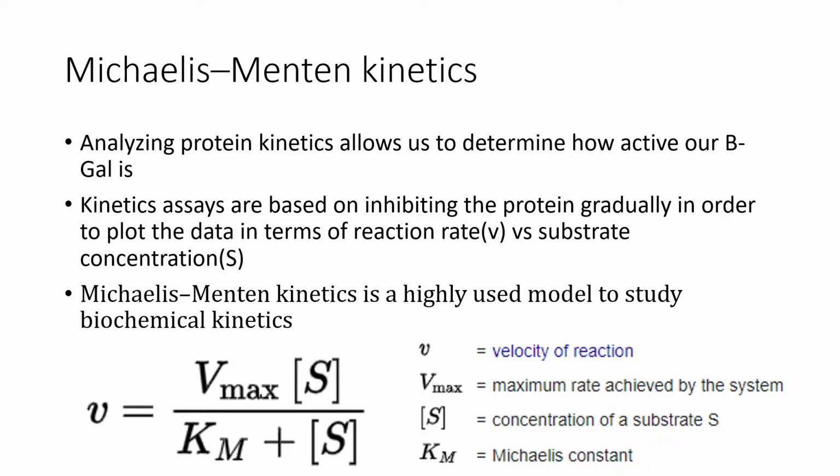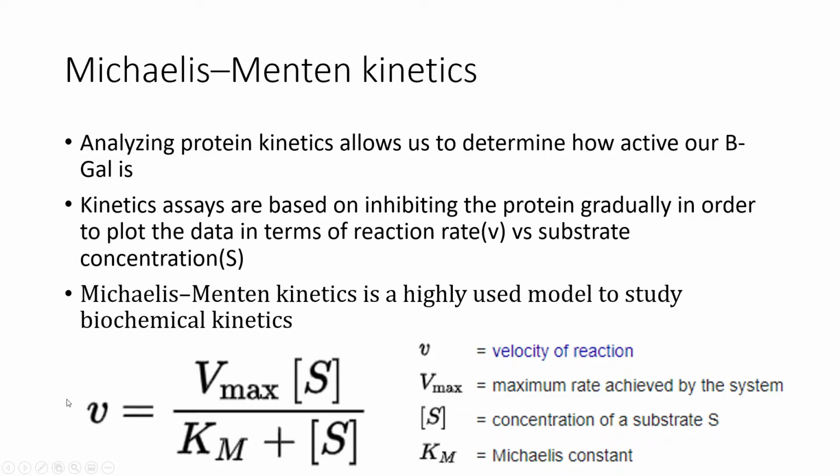So our kinetics assays are based on inhibiting a protein gradually, so adding more and more inhibitor and just plotting this data, I guess in terms of reaction rate versus substrate concentration. And this kind of system is based on the Michaelis-Menten kinetics model.